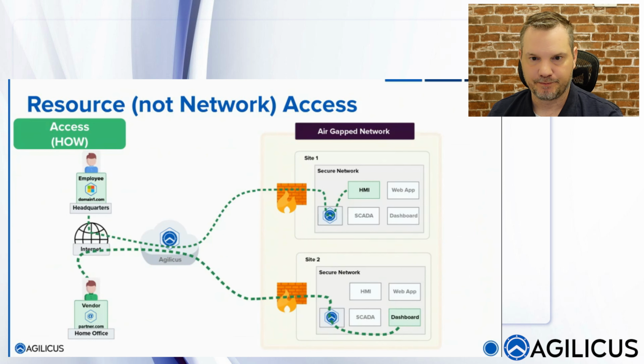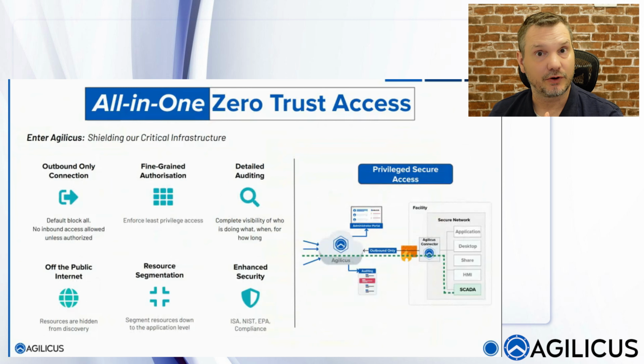We want to have fine-grained authorization, and we mean least privilege access for a resource, for a user, for a site. We want to have detailed auditing. I talked about governance, risk management, and compliance. You want to have complete visibility of who's doing what, when, for how long, the multi-factor that they used, what they did, and so on. Even with shared accounts, I still want to know who it was.